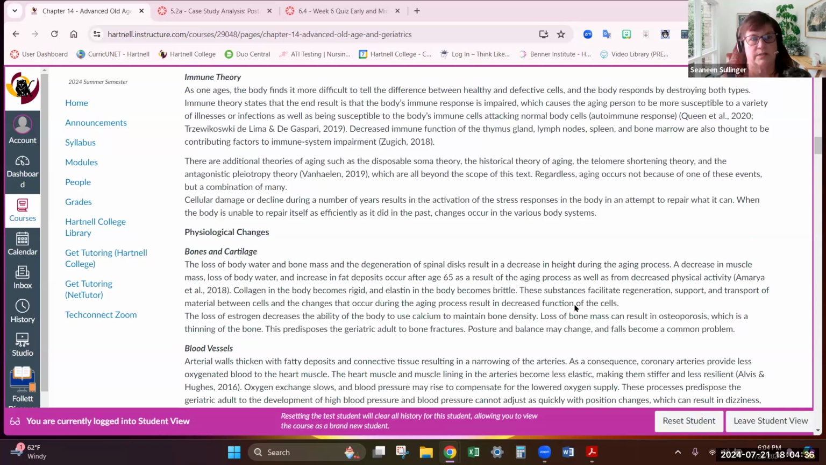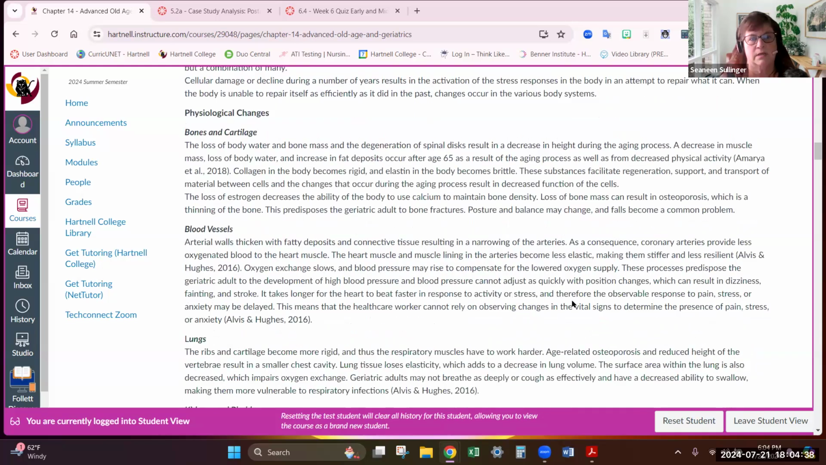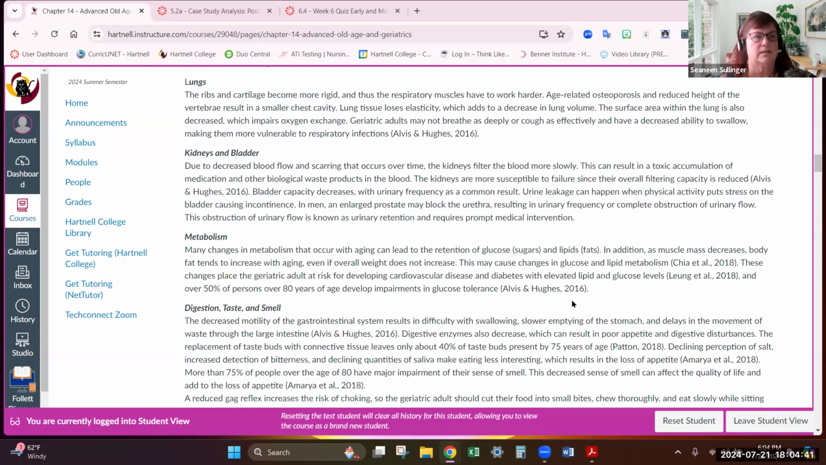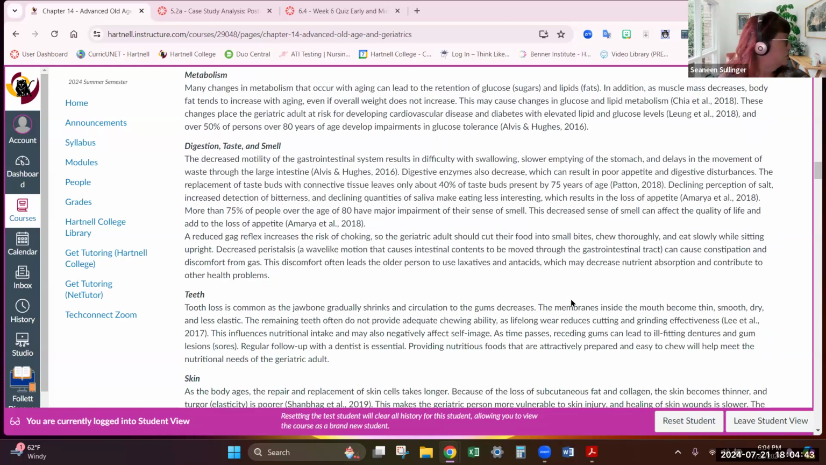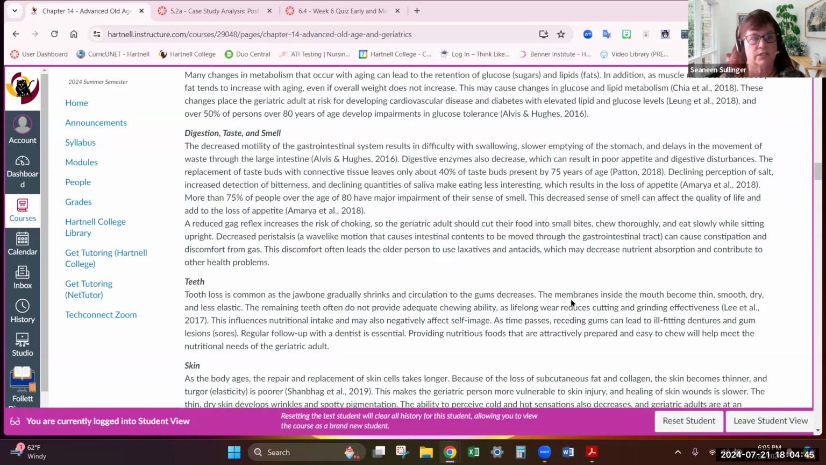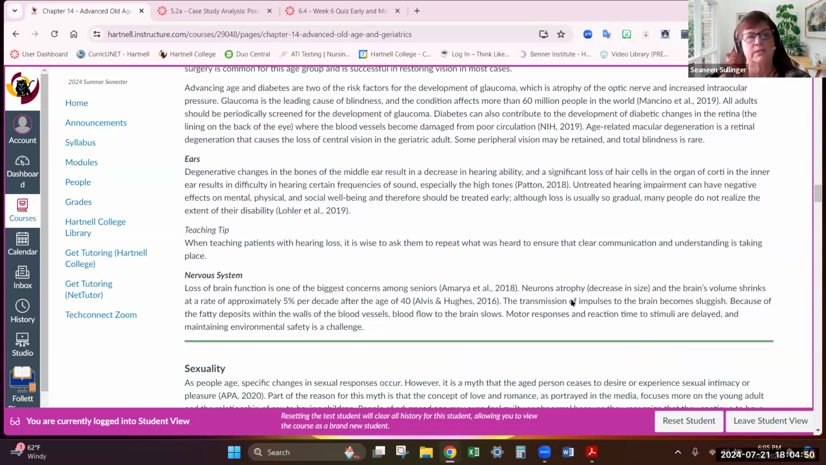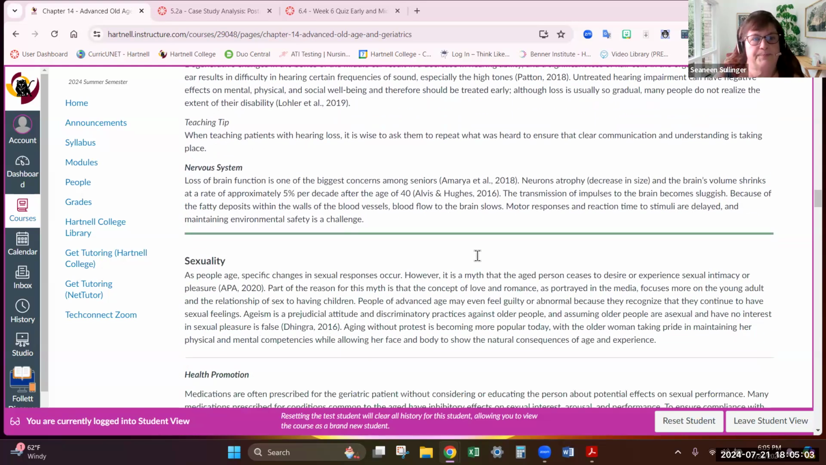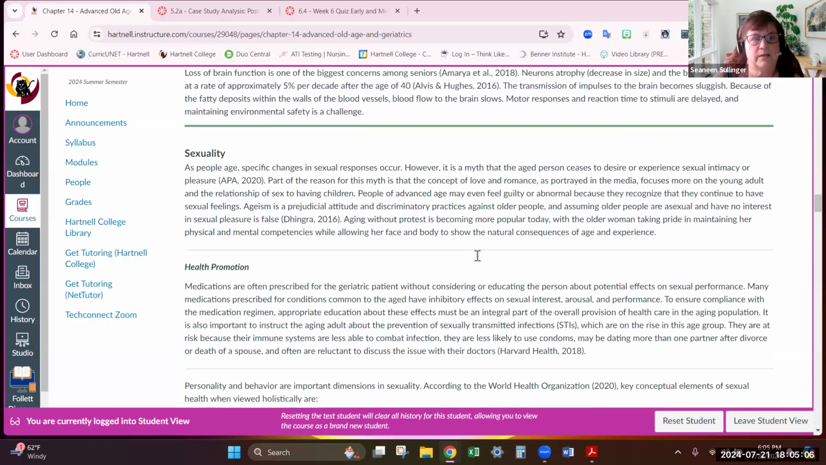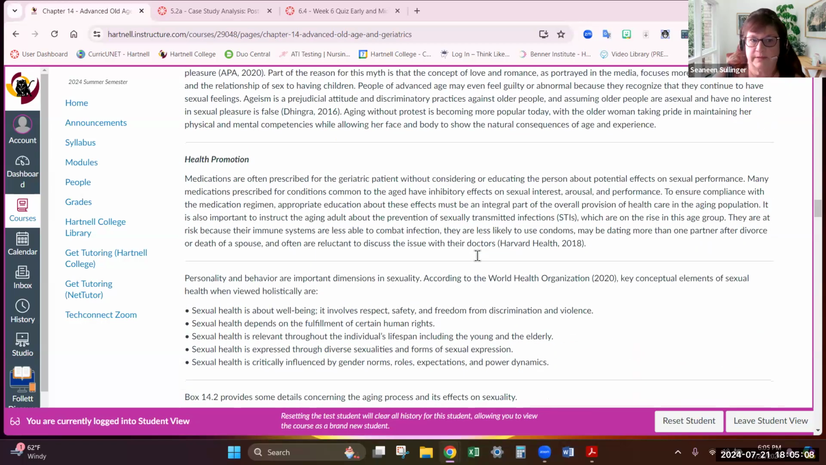Then the chapter goes into different physiological changes. We've talked a little bit about those, but how digestion and taste and smell change, vision and the hearing. And so the teaching tip would be to have the person repeat what they thought they heard, and then you can hopefully have a conversation about that if they did or didn't remember what you had told them. We talked about sexuality, health promotion.